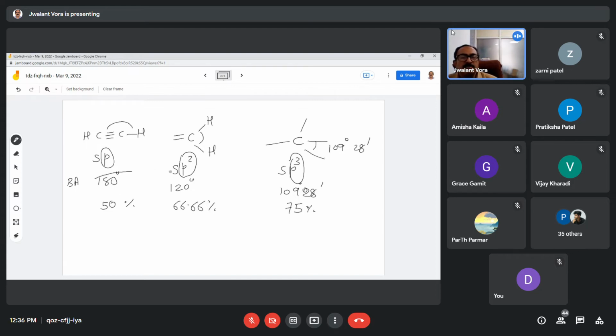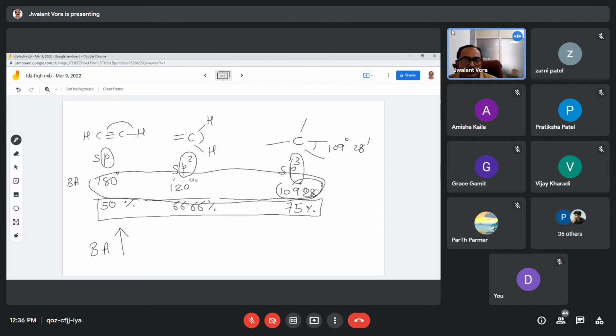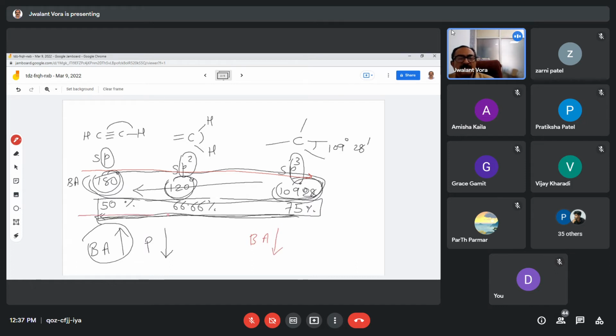Now let us see the relationship between the bond angle and the p character percentage. Bond angle value increases, that is 109, 120, 180 degrees. So going from this side, the p character value decreases, 75 to 66.66% to 50%. So the p character value decreases as the bond angle increases: 109, 120, 180. Going from right to left, the bond angle decreases and the p character value increases. Or we can say, if we go from left to right, the bond angle decreases from 180 to 120, and the p character value increases.